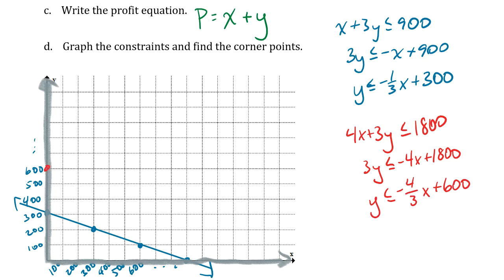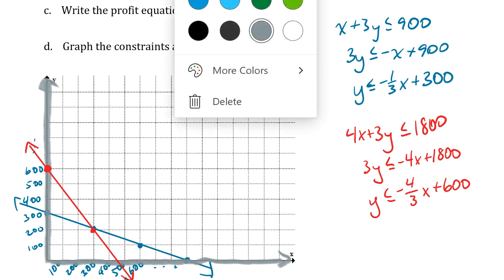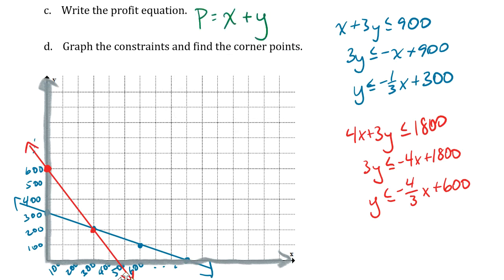All right, so it means it's up here at 600, and then we go down 4 over 3. And then we can't do it again, so we're just going to go ahead and draw the line through those two. And that's all of them graphed. So we're ready to just shade in our region.